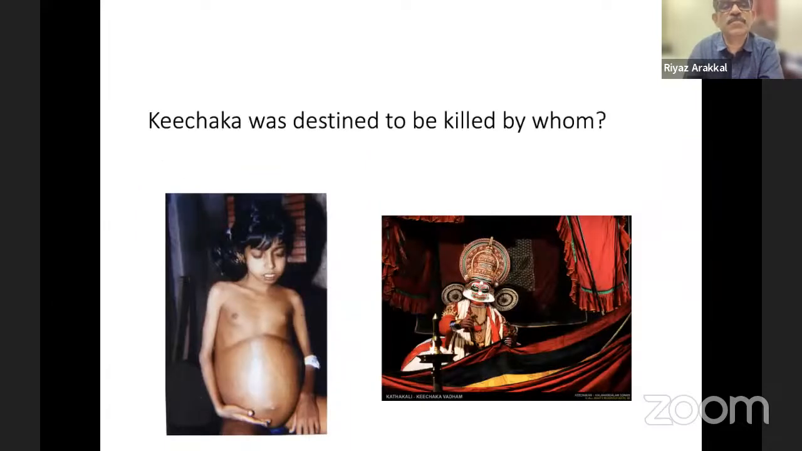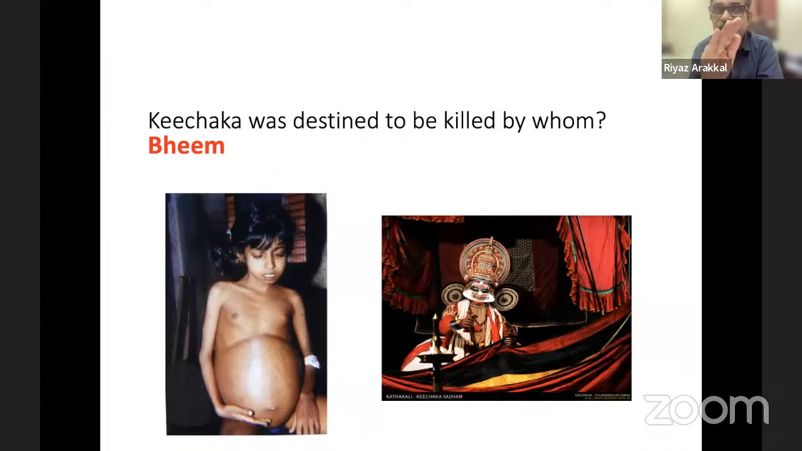Now, Keechaka was destined to be killed by whom? You know, Keechaka Vadham, in the Mahabharata, we have Keechaka. Who killed Keechaka? Anybody in the chat box? Who killed Keechaka? Nobody reads Mahabharata nowadays. Aisha, who killed Keechaka? Demon. So Keechaka was destined to be killed by whom? So if Keechaka has been killed, Bheema is responsible.